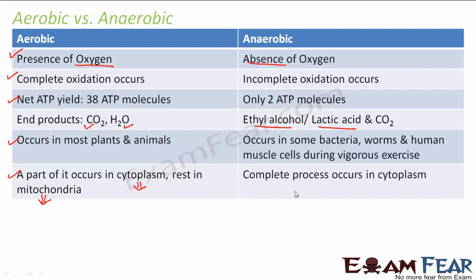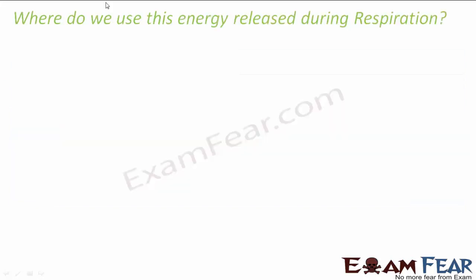But in case of anaerobic respiration, the complete process occurs in the cytoplasm. So these are some of the important differences between aerobic and anaerobic respiration. So far we saw that during respiration, the energy which was accumulated in the assimilated molecules got released. Now, where do we use this energy which was released during respiration?